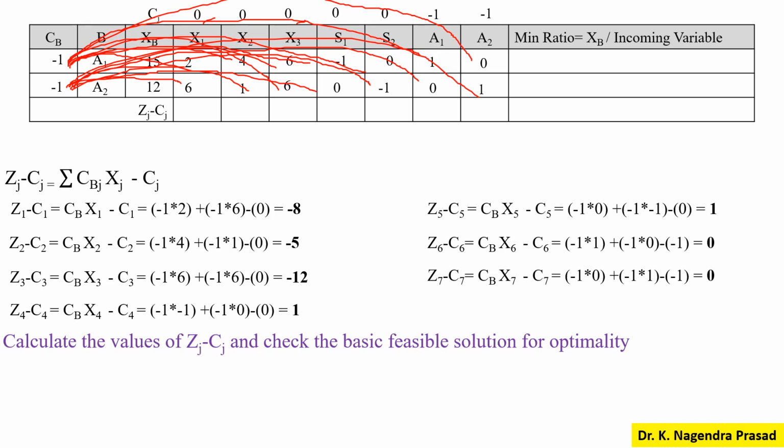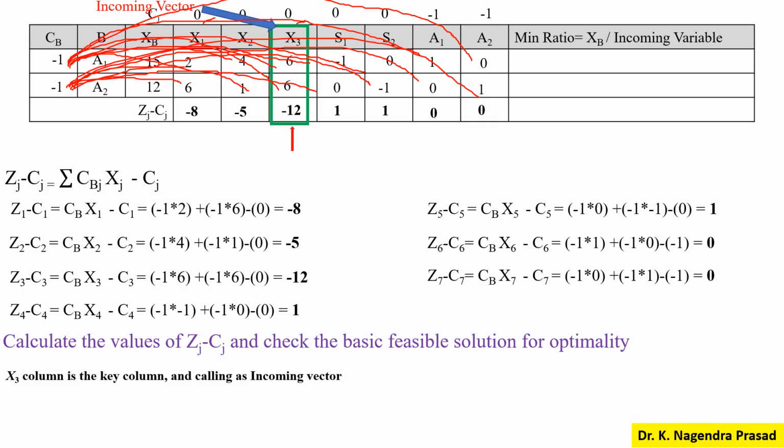Here not all Zj minus Cj values are greater than or equal to 0, and Z1 minus C1, Z2 minus C2 and Z3 minus C3 have negative values. Then select the most negative value, that is the minus 12 for the x3 column. So the x3 column is the key column, called the incoming vector, and the x3 variable enters into the basis.